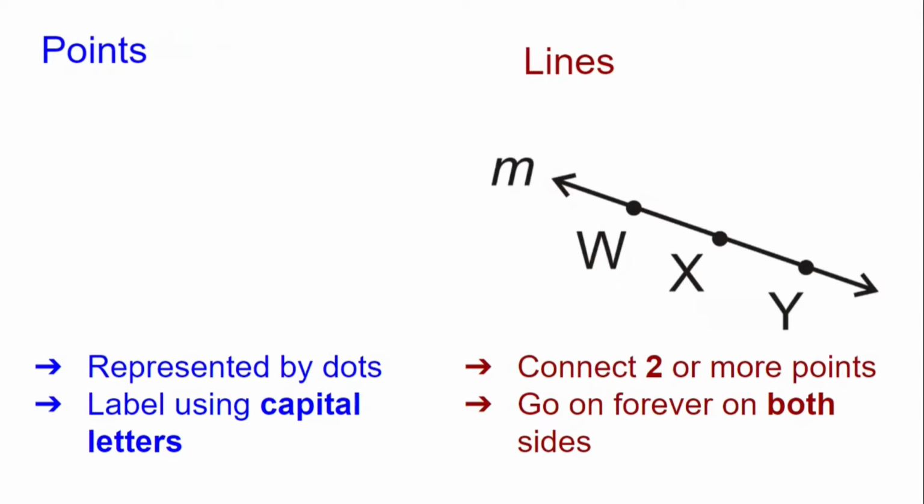Points are represented by dots, and they're labeled using capital letters. Here we have three different points: point A, point B, and point C. Now we can go over lines.